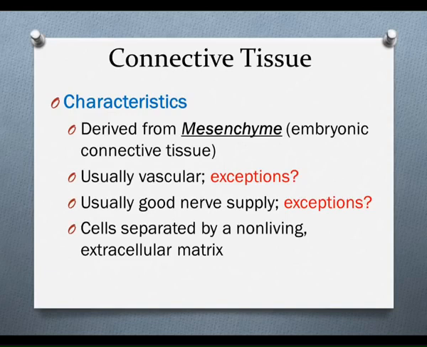Okay, it is usually vascular, which means it has what? Good blood supply. Usually good nerve supply, right? So it has good innervation, good vascularization. The exception on both of these is cartilage. Cartilage is very poorly, like no blood vessels and no nerve supply. So, what is the prognosis of cartilage healing? Not good. Very, very poor, right?